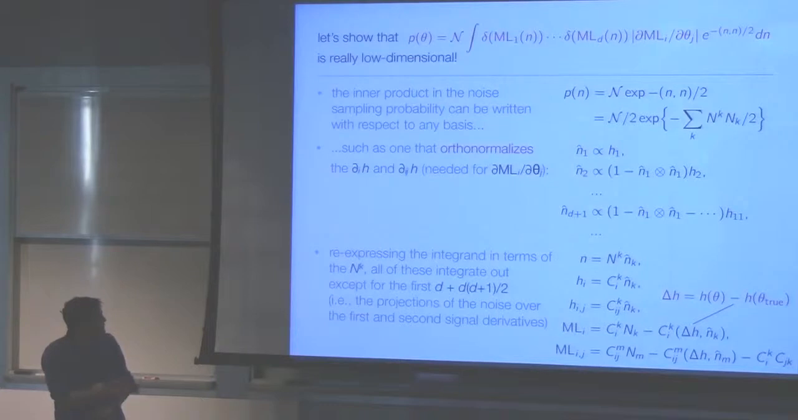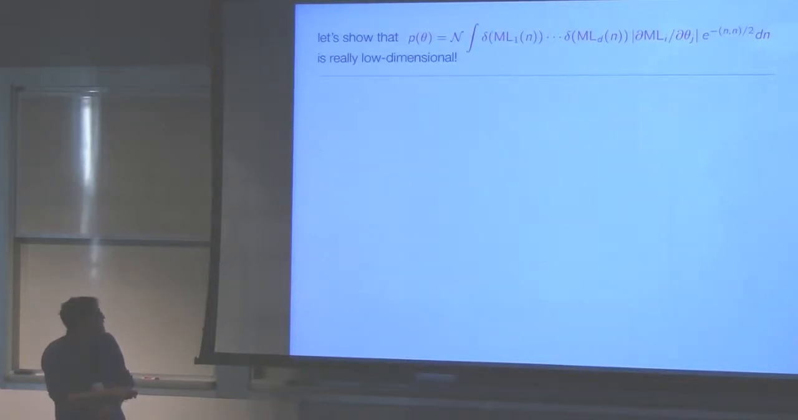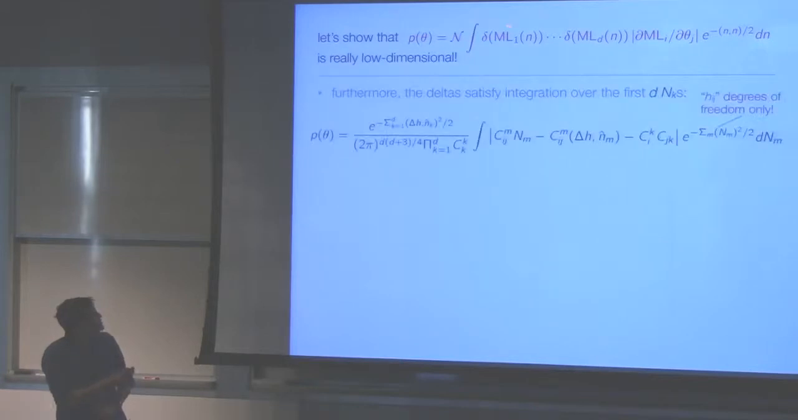So I can rewrite everything. I can write this in terms of these noise components, and everything integrates out. Actually, the deltas help me integrate out even the components of the noise along the first derivatives, and I'm left with something that looks like this, where these are all components that describe the derivatives in terms of themselves, kind of triangular matrices that do that, and the integration is only along the degrees of freedom that describe the second derivatives, the derivatives that come into this matrix.